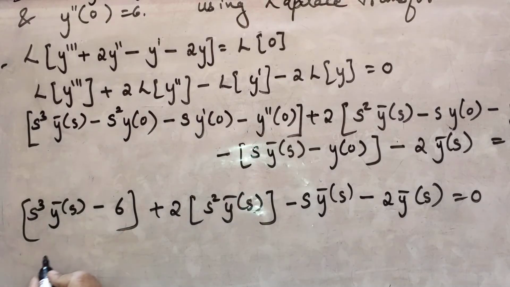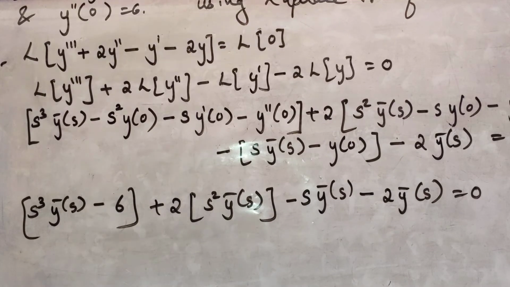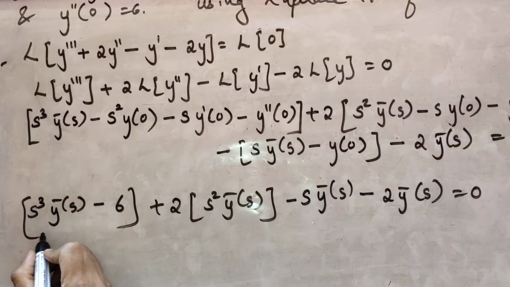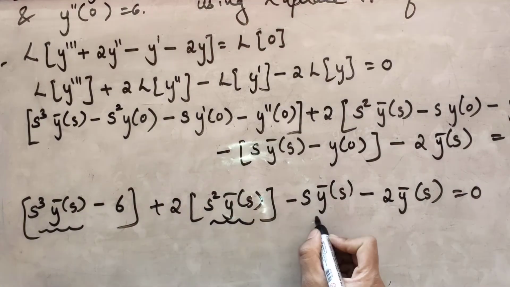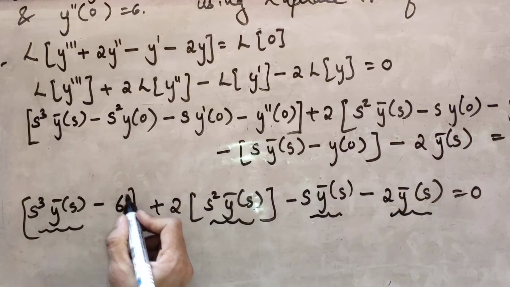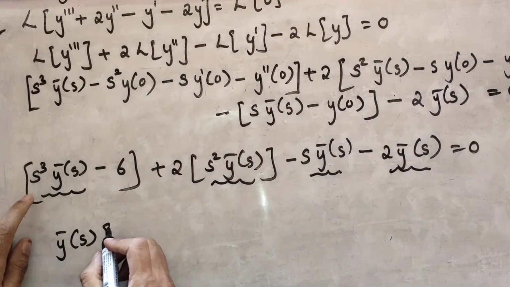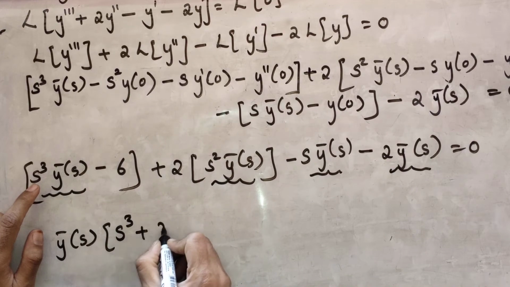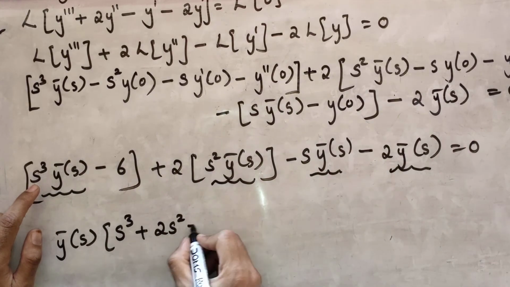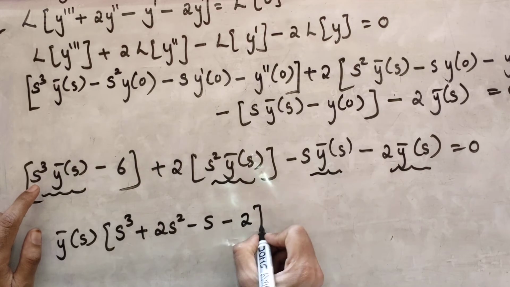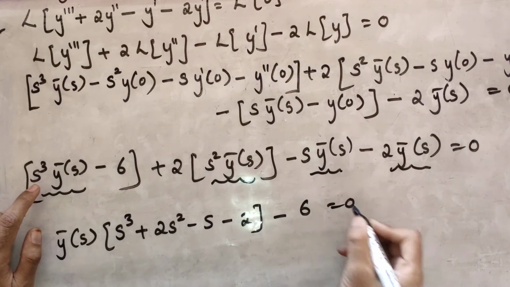Now, collect all the y bar of s one side. Okay? All of you collect the y bar of s one side. So you see where all you have y bar of s? It's here, it's here, it's here, and it's here, and only one single constant, that is 6. So y bar of s, if I take the coefficient for the first term with y bar of s, it is s cube plus 2s square, in the second term here it is minus s, here the coefficient for y bar of s is minus 2. Minus 6 is equal to 0.